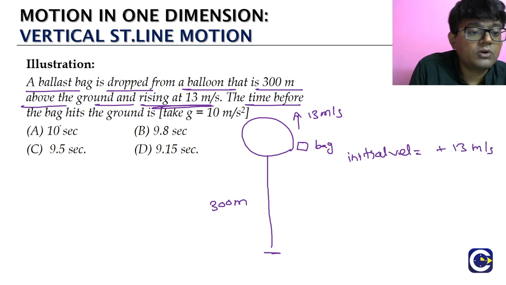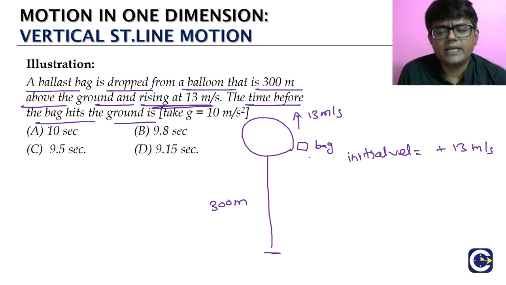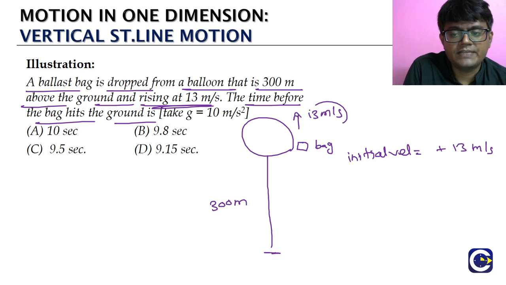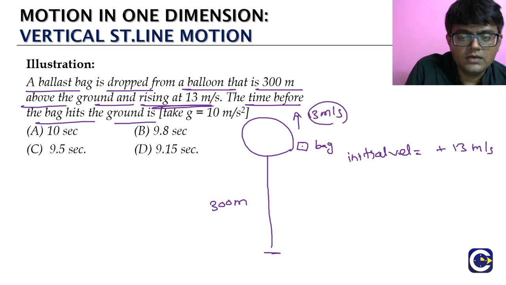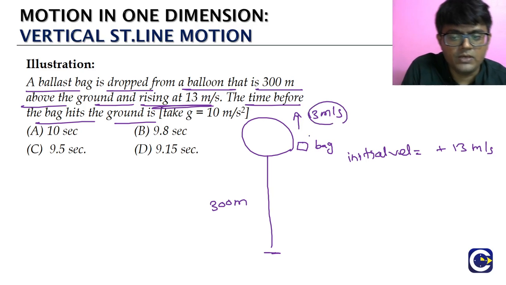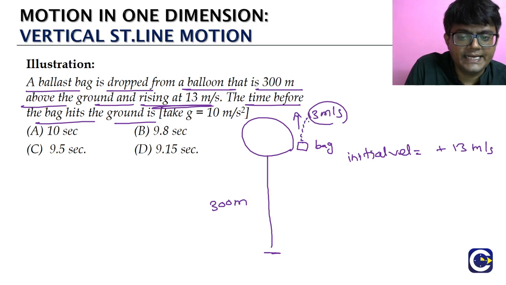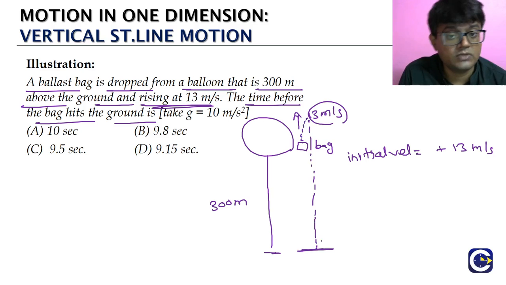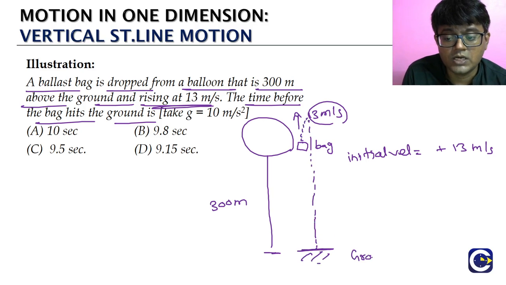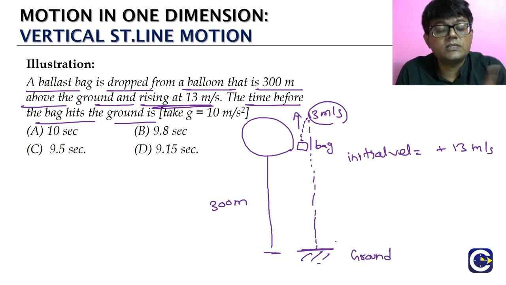The time before the bag hits the ground. See, look at it. The bag is given a velocity of 30 meters per second initially. What is going to happen to the bag? As soon as it is dropped from the balloon, the bag will go to a certain height and then it will start falling back. Where will it fall back? It will fall back to the surface of the earth. It will fall back to the ground.